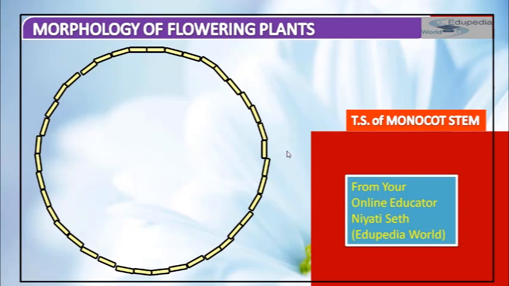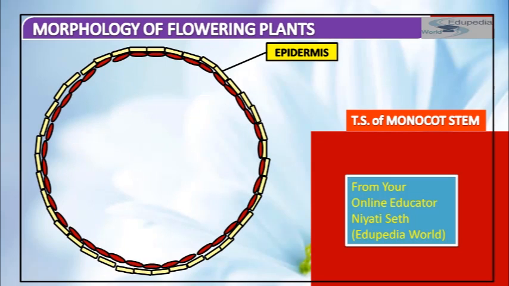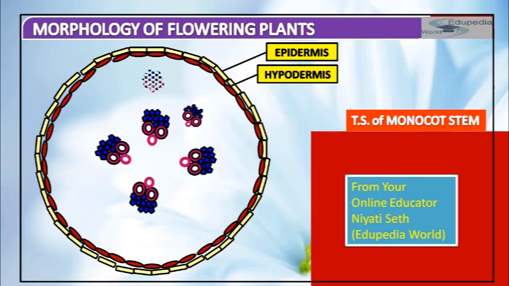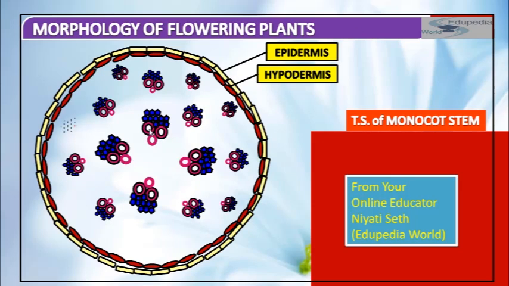Now let's see the transverse section of monocot stem. This is the epidermis. This is the hypodermis. These are the vascular bundles. These blue ones are your phloem. This is metaxylem and this is protoxylem, students. See, the smaller ones are the younger ones.